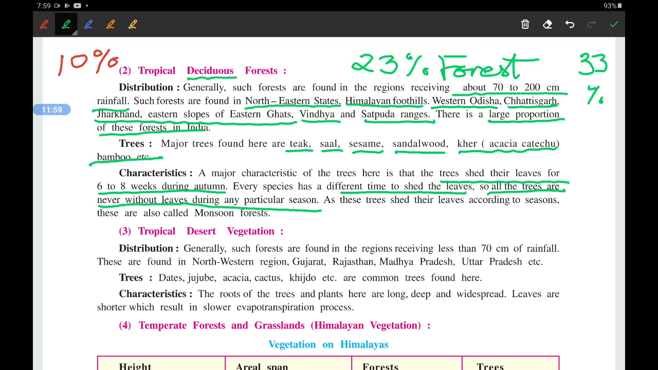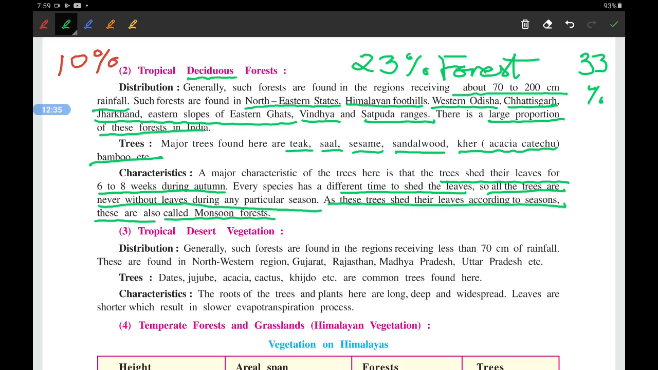As these trees shed their leaves according to the seasons, they are also called monsoon forests. So tropical deciduous forests are also known as tropical monsoon forests. You understood this, right? The main characteristic of the tropical deciduous forest is that the trees shed their leaves for almost 6 to 8 weeks in autumn, and that is how it got its name.